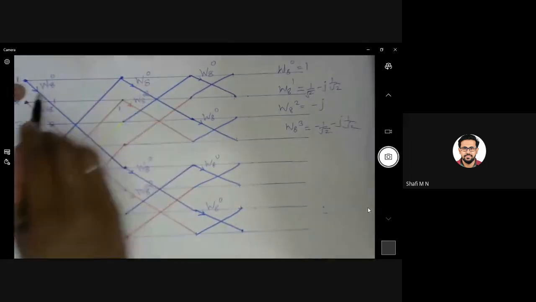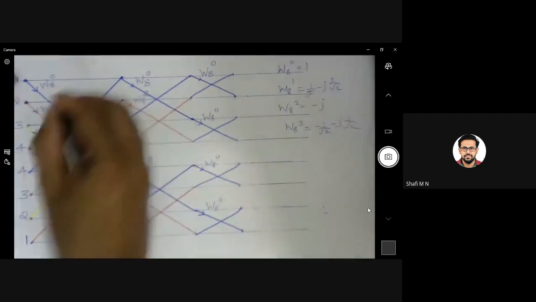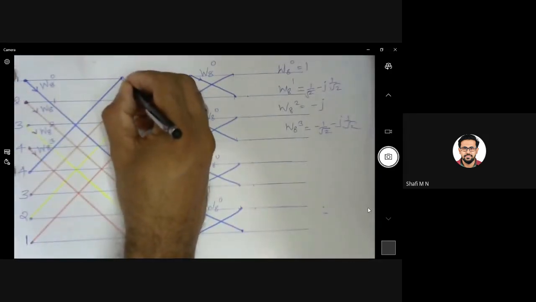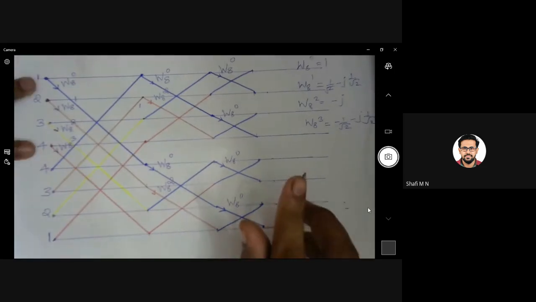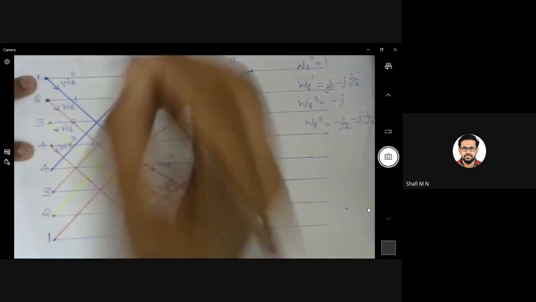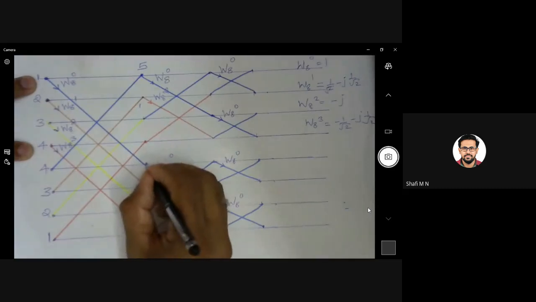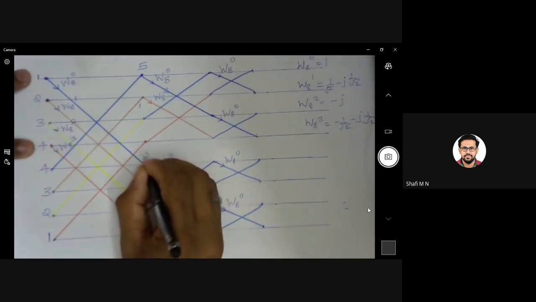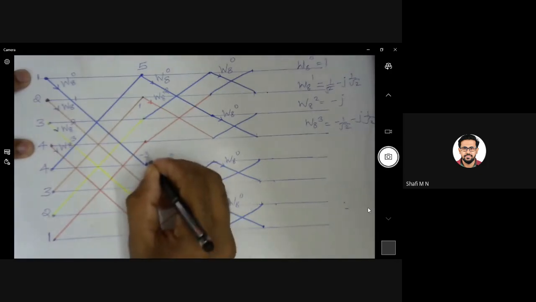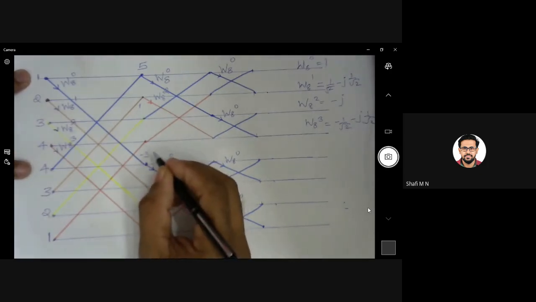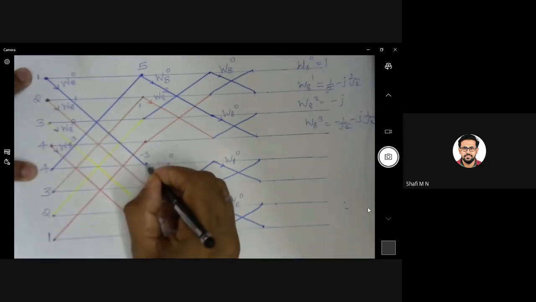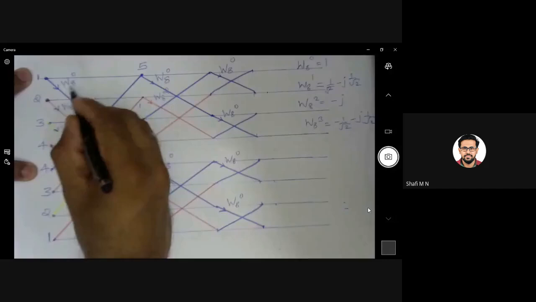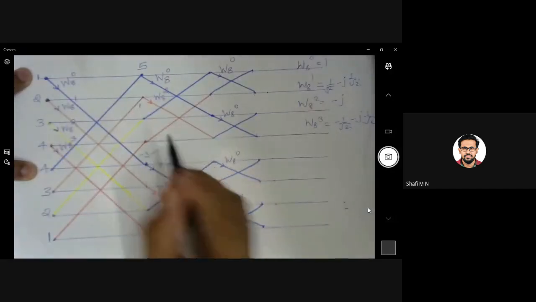So for the first blue butterfly, the twiddle factor is W80, that is 1. So the upper arm is always the sum of the inputs. You add these two numbers, 1 and 4, so that will be 5, right? And the lower output is 1 minus 4, that is minus 3, into the twiddle factor, A minus B into W N K. W N K is W80, that is 1. So minus 3 into 1 will be minus 3, and this will be 5.